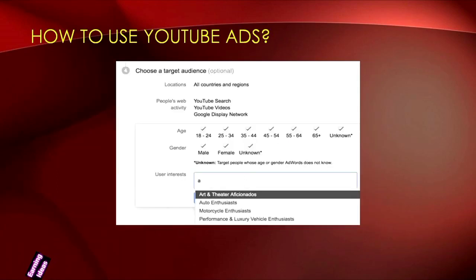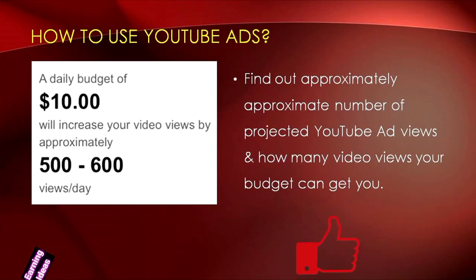Next, you can choose a target audience if you want your ad to be displayed to specific targeted audiences. As you can see, the targeting criteria includes age, gender, web activity, and user interests. As you create your YouTube ad, you can find a small tab on the right side of your page. This is where you can see approximately how many video views the budget you set will bring to you.